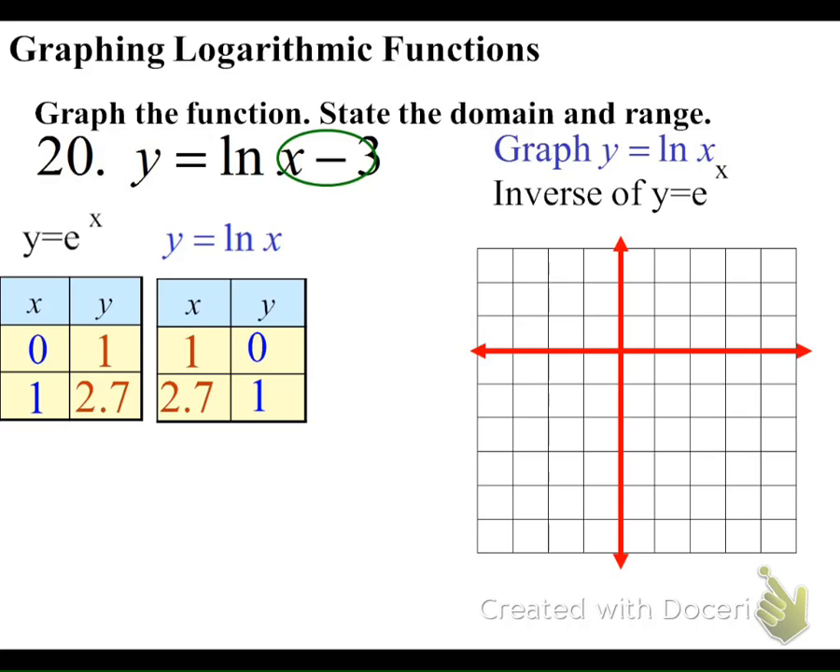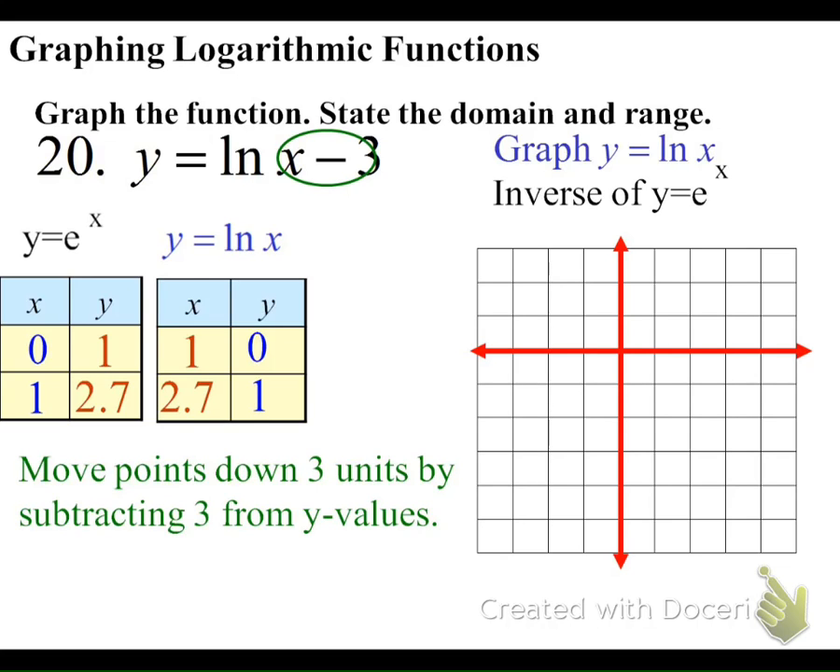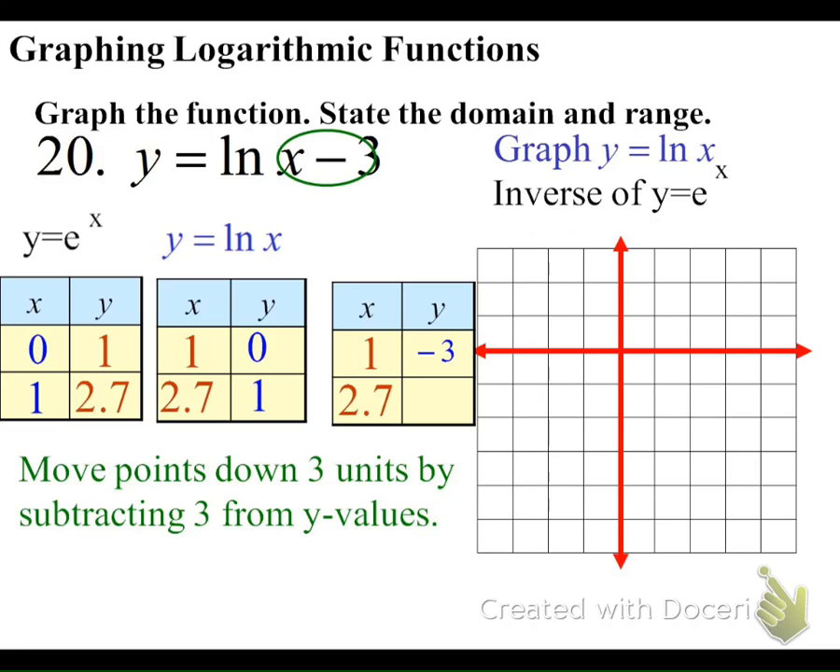So is this going to move it left, right, up, down? Down. This moves it down 3. How do you move something down 3? You subtract 3 from the y's. So that new table, the natural log of x, I need to take it down 3 notches. So I'm going to subtract 3 from every y. And there's my graph. I'll give you guys a second to catch up.